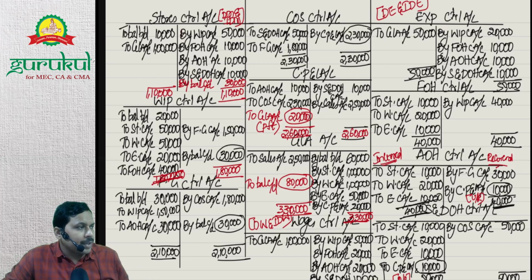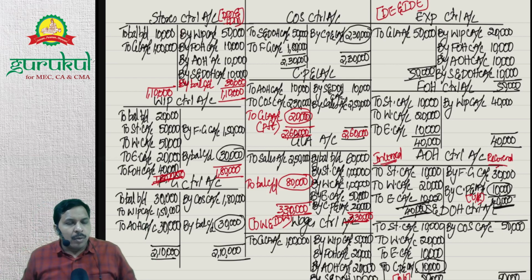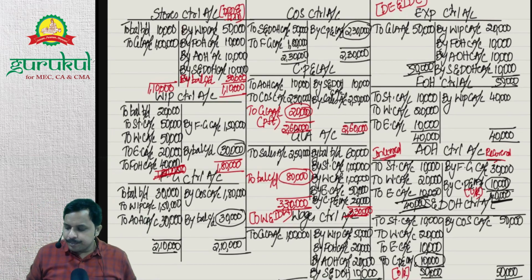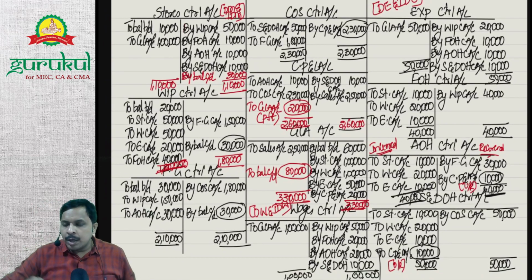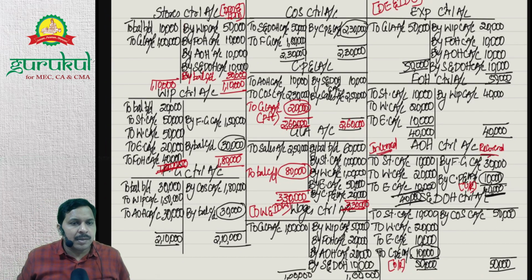Now these are the entries that we pass in case of cost accounting, and we have started with non-integrated, not integrated. So cost books separately and finance books separately. So this is the overall introduction relating to non-integrated books of accounts.